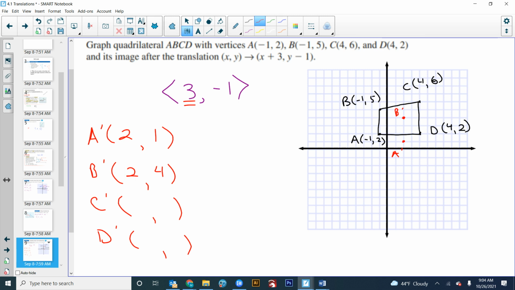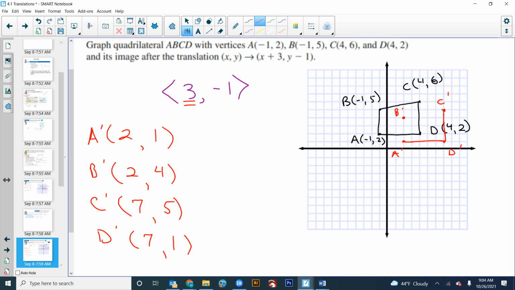C. C was at 4, 6. If I move right 3, now I'm at? 7. Move down 1, now I'm at? 5. 7, 5. 1, 2, 3, 4, 5, 6, 7. 1, 2, 3, 4, 5. All right, D was at 4, now it's at? D was at 2, now it's at? 7, 1. And that's D prime.